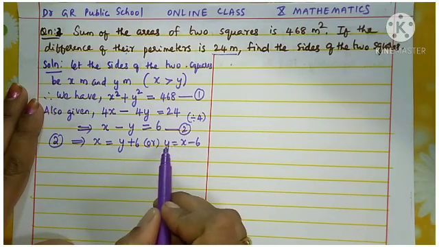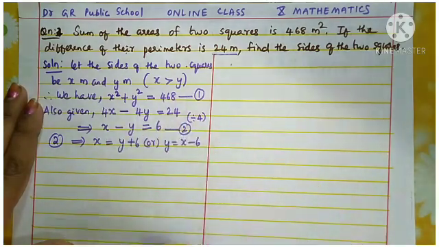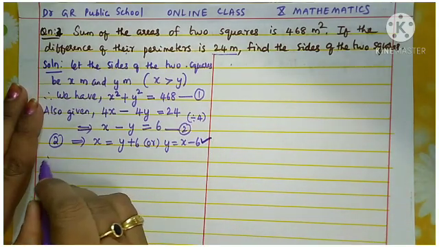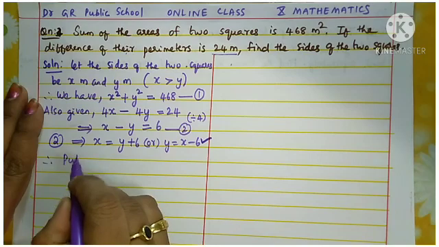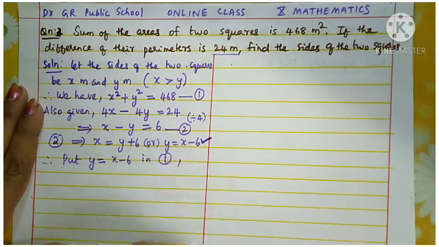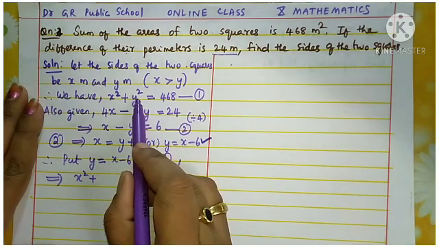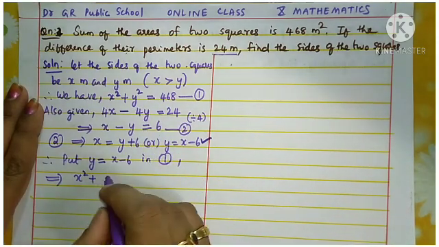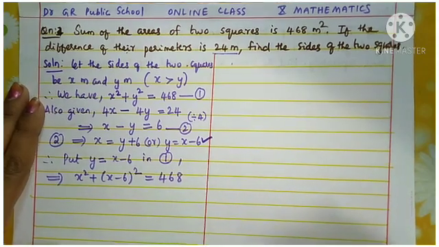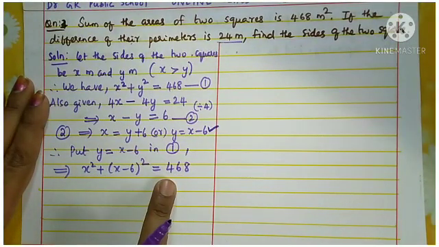And whichever variable you find, that one you put in the first equation to find the other variable. Okay. So if I am using the value of y, therefore put y equal to x minus 6 in the first equation. Okay, so that implies x square plus, in the place of y we are using x minus 6, so x minus 6 the whole square equal to 468. Okay, now our equation is completely changed into variable x.